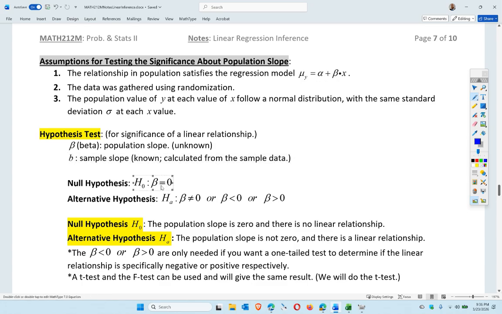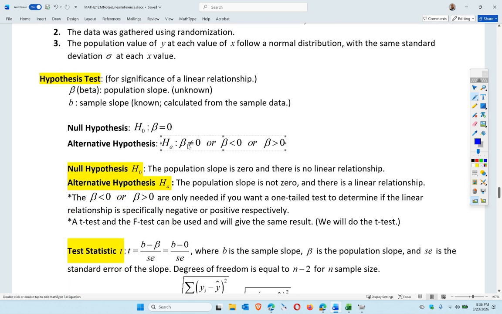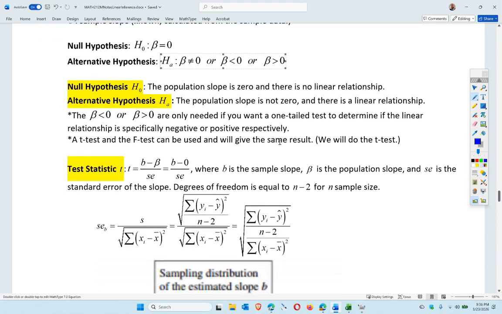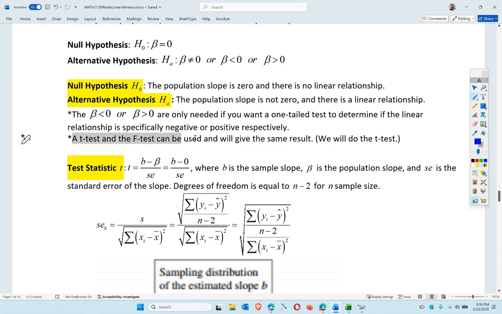So you assume that the uppercase beta is 0, which means there is no linear relationship. And of course, if b is not equal to 0, there is significant evidence to say that there is a linear relationship. You can do it more specifically, beta less than 0 or greater than 0, if you want a more exact test to specifically prove positive or negative, but we're not going to do that. So again, if you look this up online, you can actually do it as a t-test or an f-test.